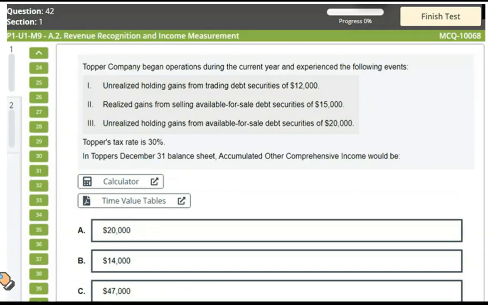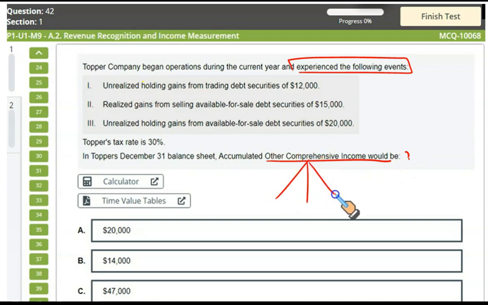Next. Topper Company began operations during the current year and experienced the following events. What is needed? In Topper's 31st December balance sheet, accumulated other comprehensive income would be. First of all, we know OCI has 4 components in your CMA syllabus. Foreign currency translation, available for sale debt security gain and loss. Then we have effective portion of cash flow hedge and pension adjustments. These are 4 elements there.